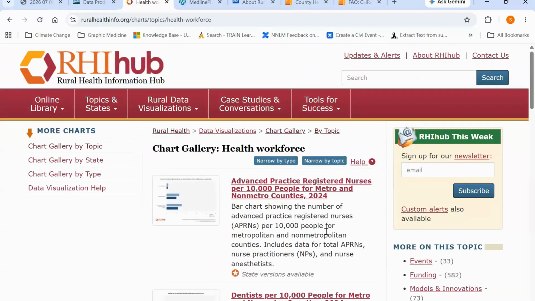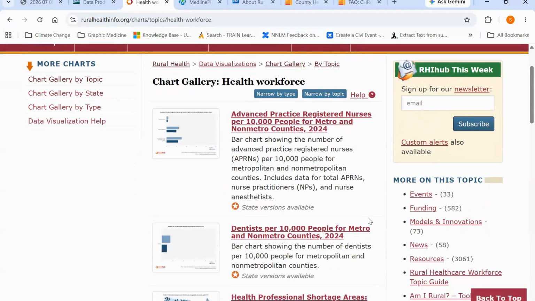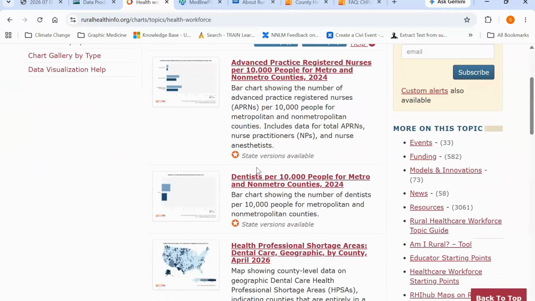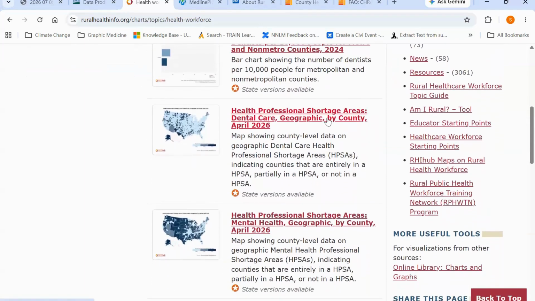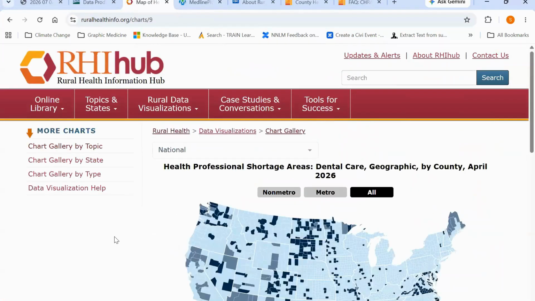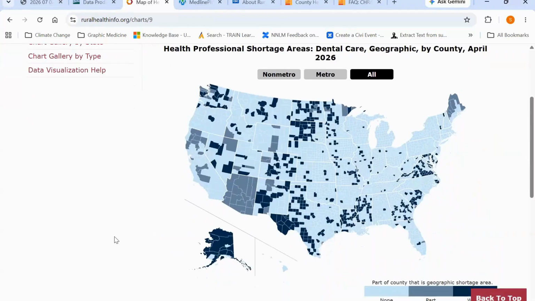So if we click into that, you can see that there are various charts that show the information. And you can also see very clearly which charts or which topics have charts that also give you that state level view. And then we were talking a little bit about shortages. So if we click in just to get an idea of what some of this looks like.